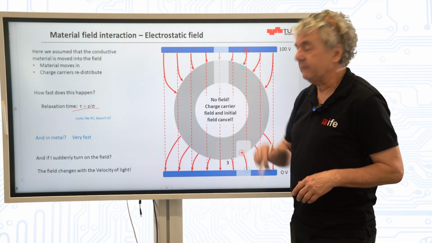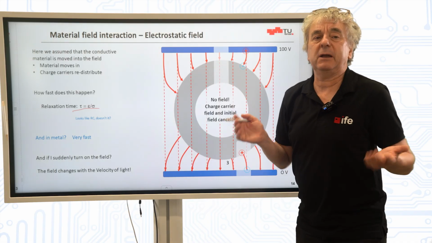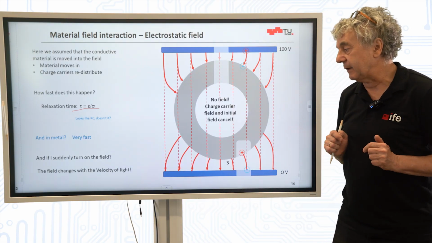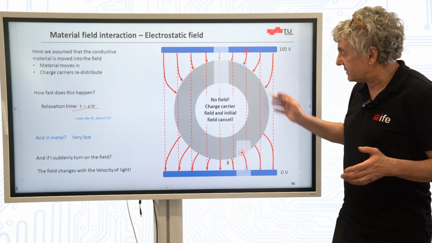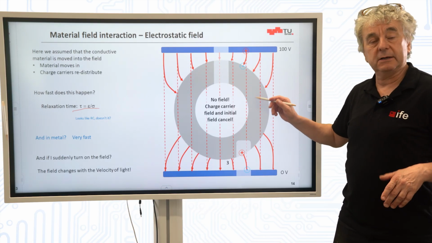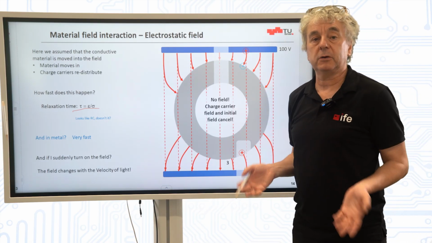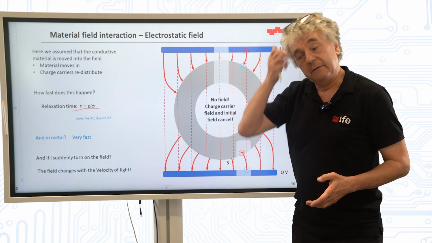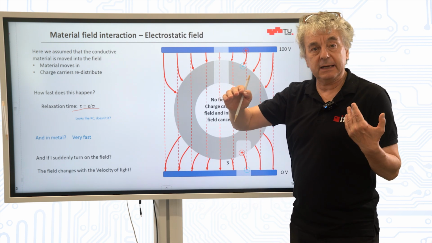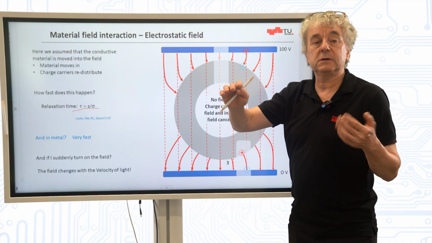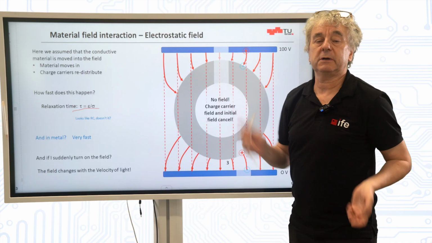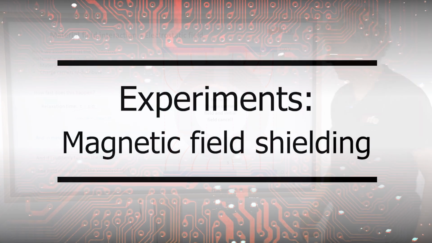And this is in metal a very, very fast number. It's like pico or femto or attosecond. So for metal, we can say that the redistribution of charge carriers and of the fields happens with the velocity of light. Now, if we would take a piece of wet cardboard, then we would see good shielding at DC. But the higher the frequency goes, the lower the shielding is, because the movement of the charge carriers simply isn't fast enough.